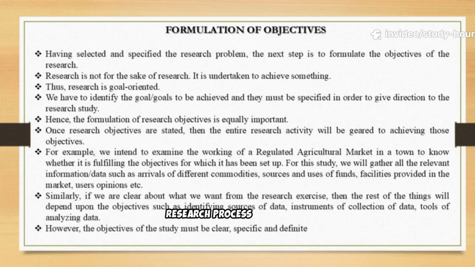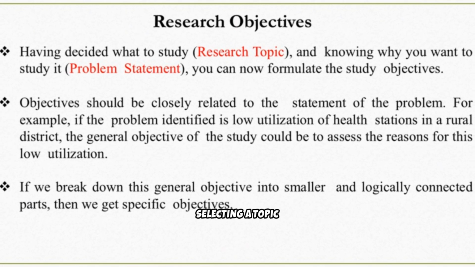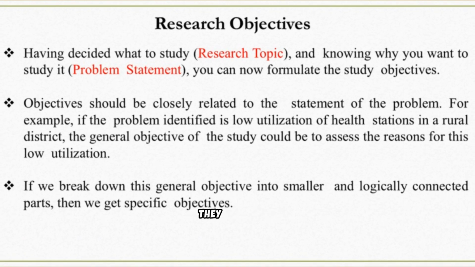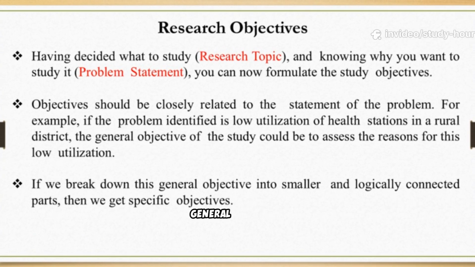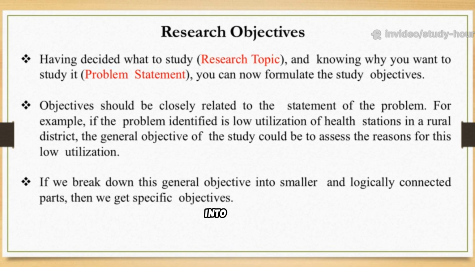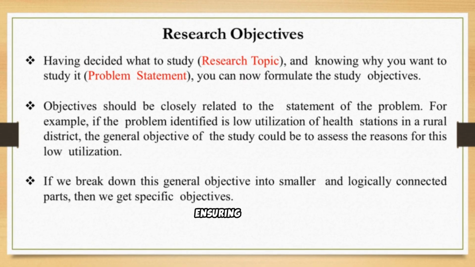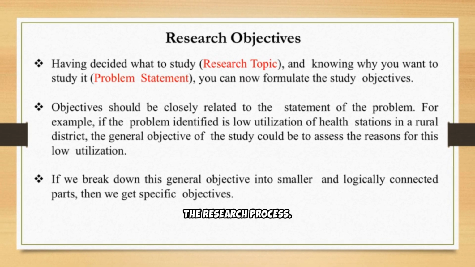the research process effectively. Research objectives are crafted after selecting a topic and defining the problem statement. They must align with the identified issue to guide the study effectively. General objectives outline the broader aim, while specific objectives break it into focused, actionable components, ensuring clarity, relevance, and logical structure throughout the research process.